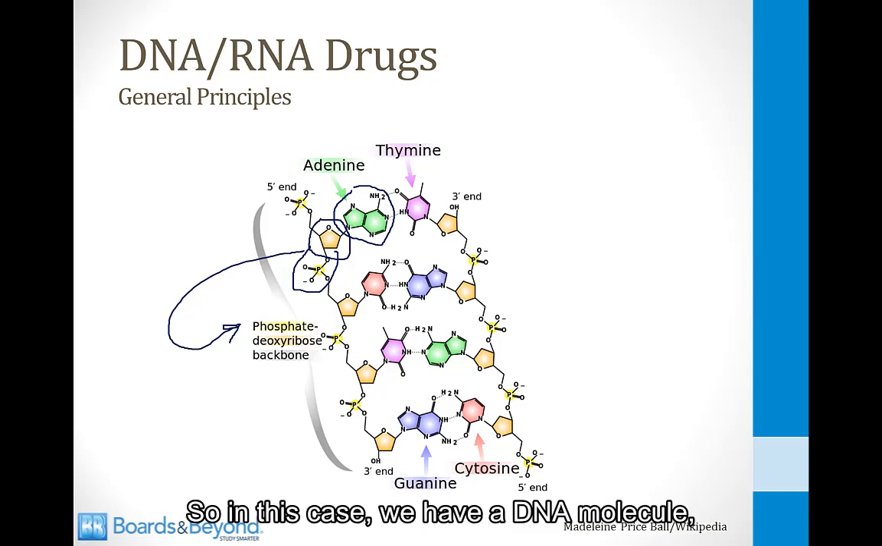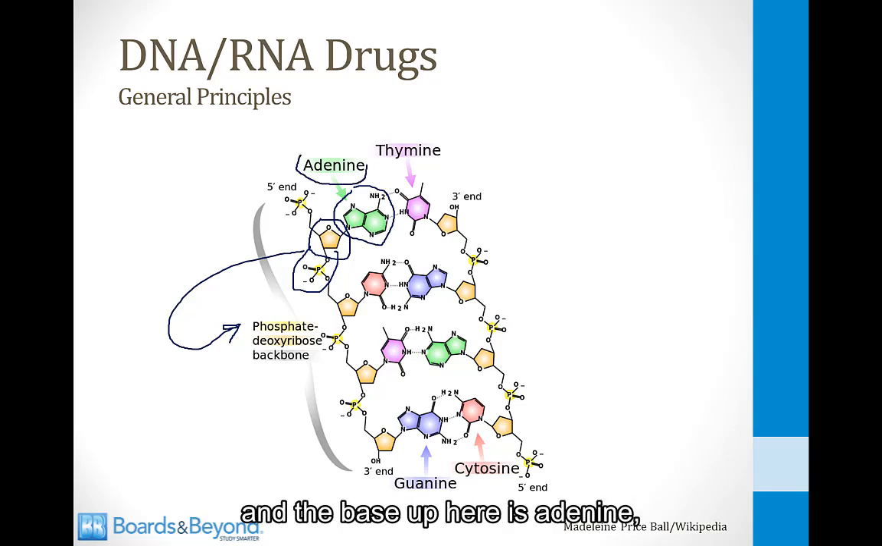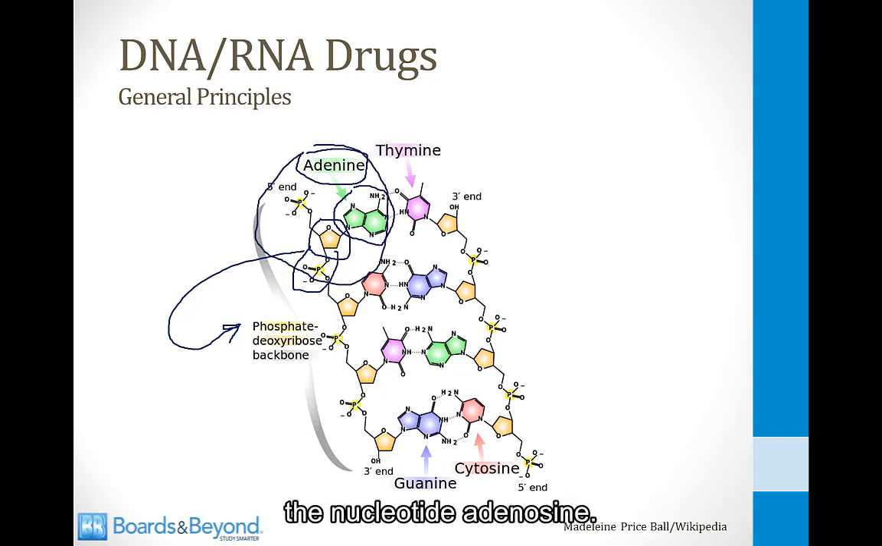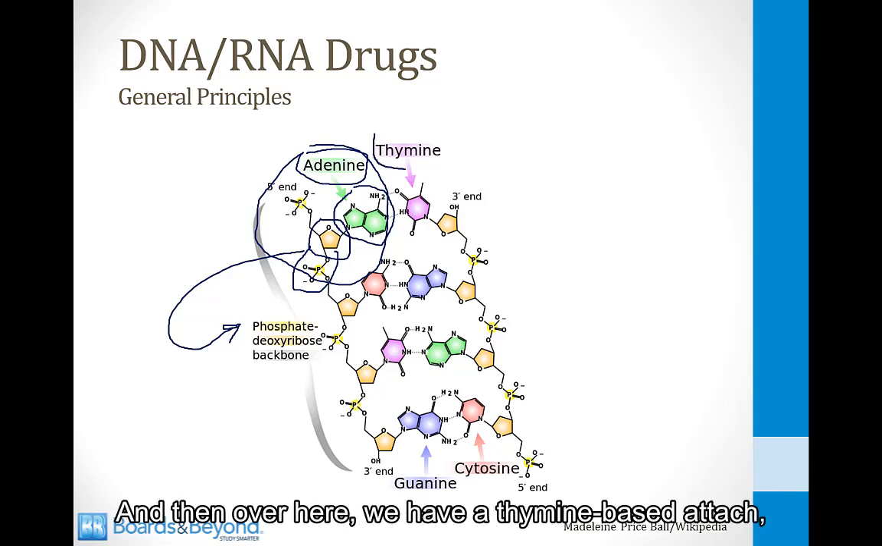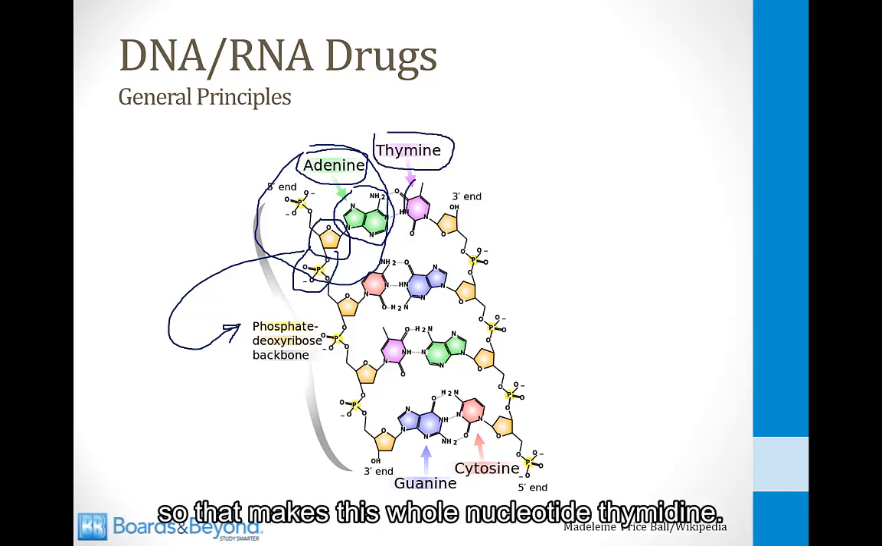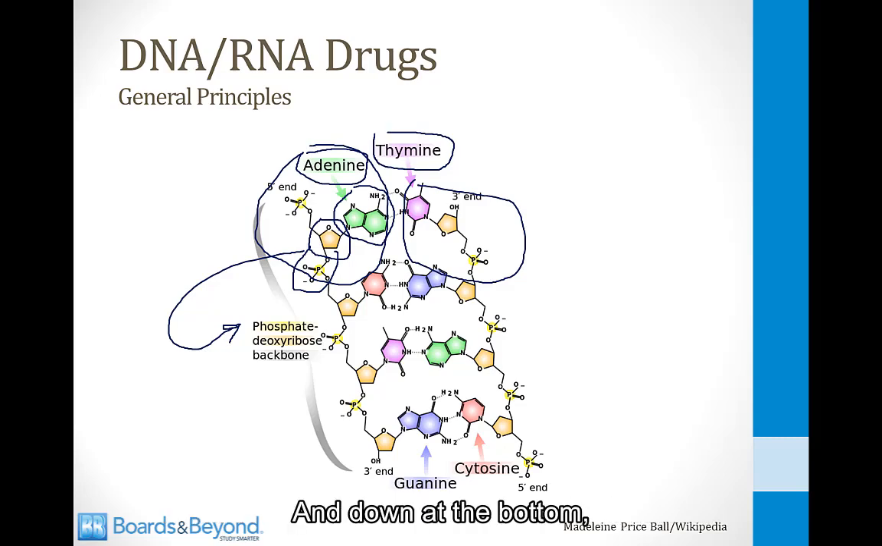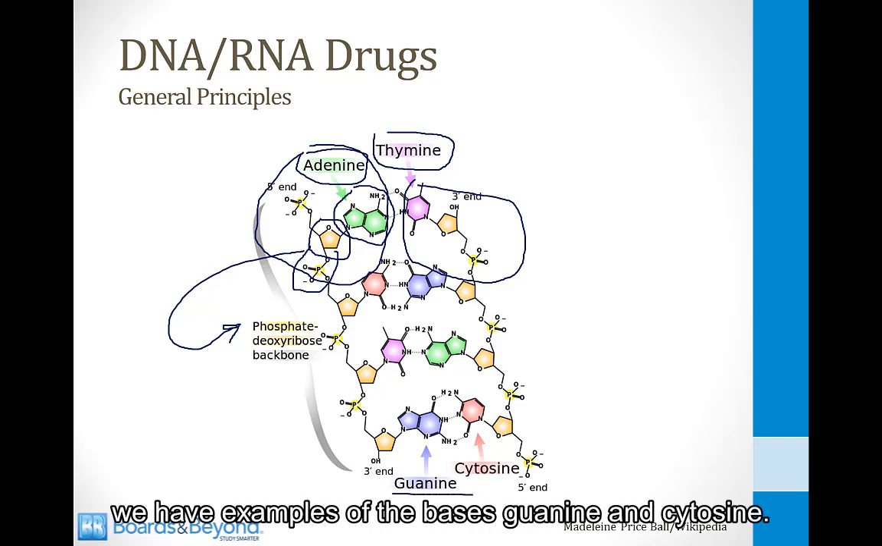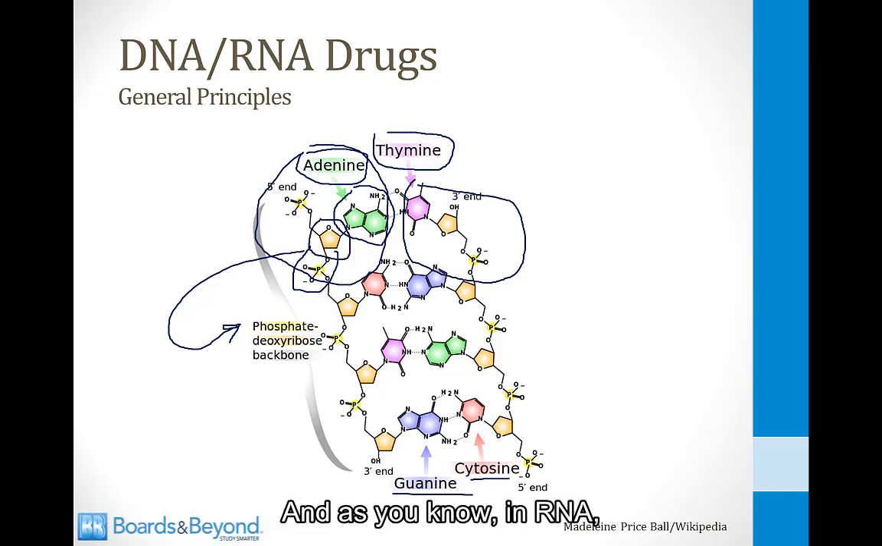In this case we have a DNA molecule, and the base up here is adenine, and when adenine is attached, we call this whole structure right here the nucleotide adenosine. And then over here we have a thymine base attached, so that makes this whole nucleotide thymidine. And down at the bottom we have examples of the bases guanine and cytosine. And as you know, in RNA there is no thymine base that is used, but instead uracil is used.